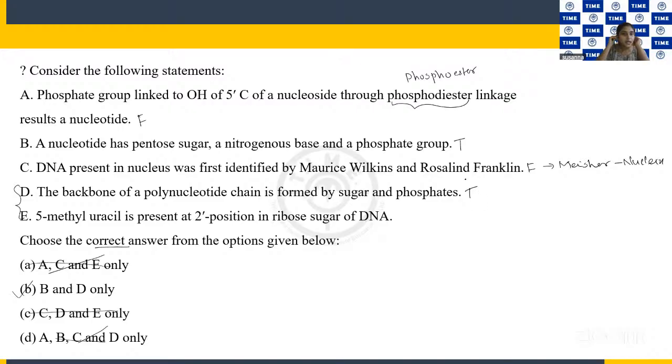Then, the 5-methyl uracil is present at second position in ribose sugar. Okay, in case of ribose sugar, 5-methyl uracil is actually what? Thymine. And thymine is present at the second position, they are saying. This is a totally wrong statement. 5-methyl uracil is thymine, and thymine cannot be attached to the ribose sugar, right? It's only found in the DNA. Again, it is not ribose sugar, it is deoxyribose sugar. It should be deoxyribose sugar. Okay, so the answer is B and D, option B.